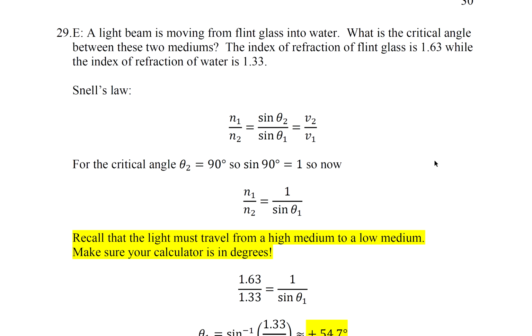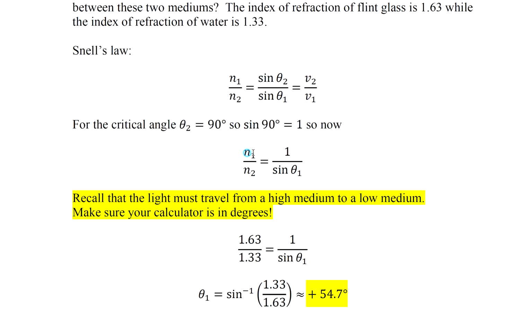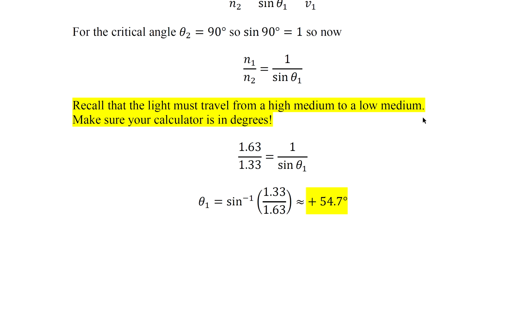Question 29. A light beam is moving from flint glass into water. So that's high medium to low medium. What is the critical angle between these two mediums? The index of refraction of flint glass is 1.63, while the index of refraction of water is 1.33. Okay. So we have this equation here. Solve for theta.